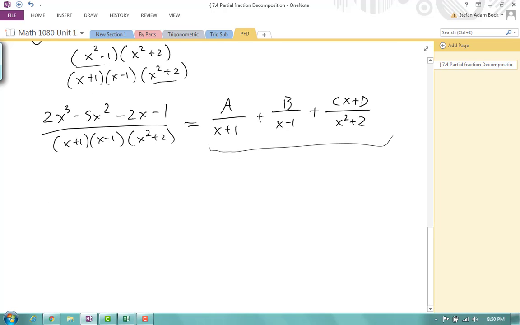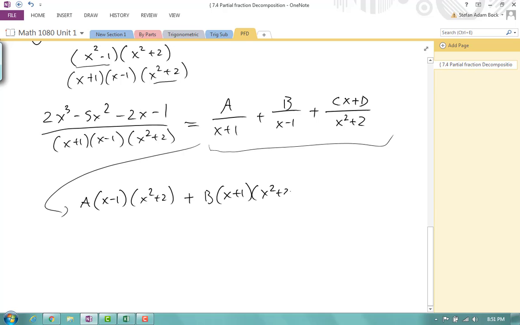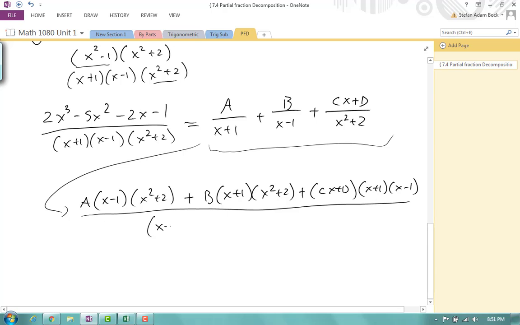So let's proceed with this. The original rational expression is supposed to be equal to the decomposed version. So what we'd like to do is solve for each of these variables. Let's say we have a times x minus 1 times x squared plus 2, plus b times x plus 1 times x squared plus 2, plus cx plus d times x plus 1 times x minus 1. And this is all over the common denominator, which was x plus 1, x minus 1, x squared plus 2. This would be the same thing as if I had taken the denominator that I had on the left-hand side and multiplied it to both sides.